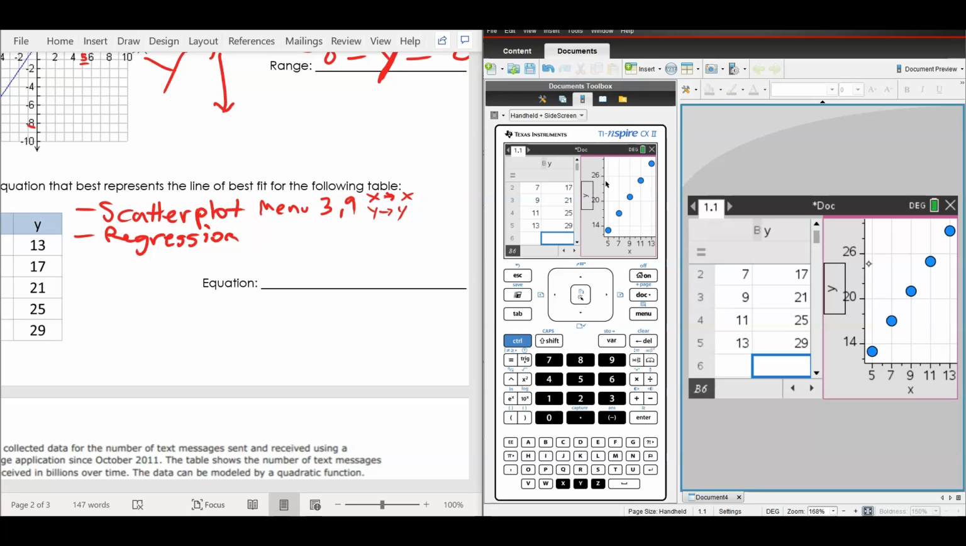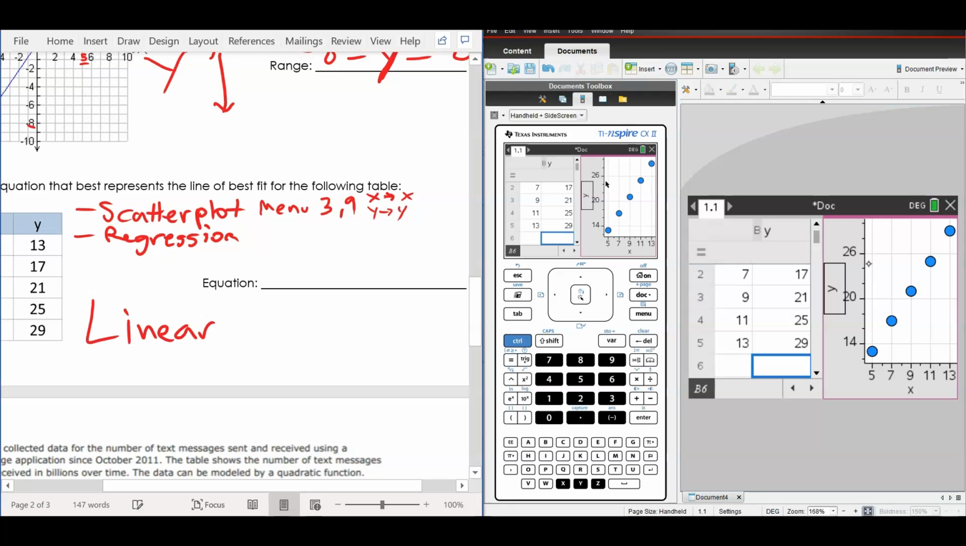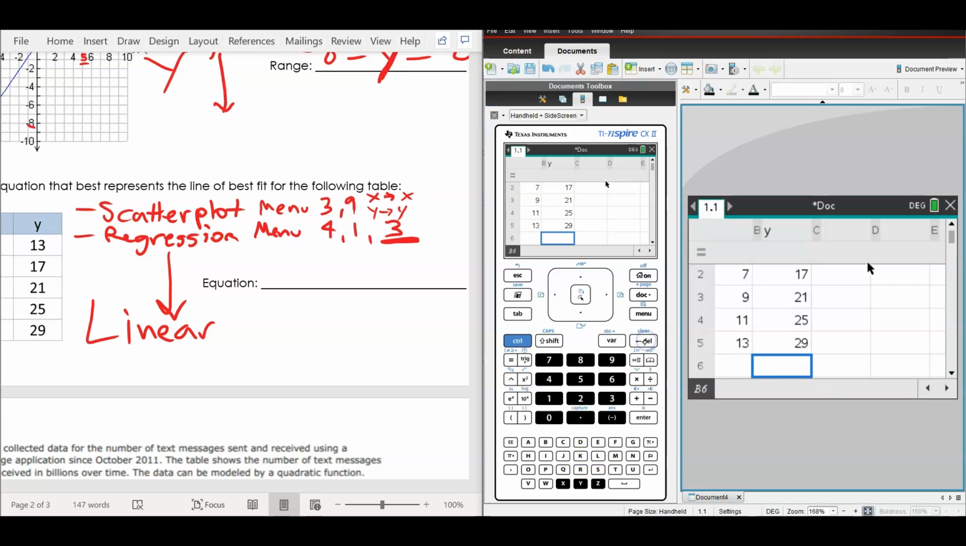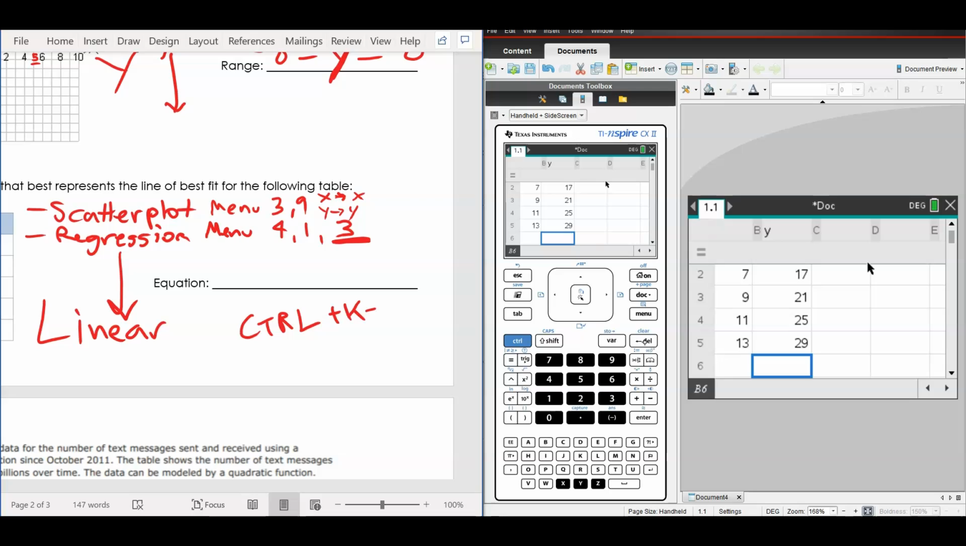Okay, it looks linear. So if it's linear, then it's going to be menu 4.1.3, 413 for linear. Okay, so to get rid of this side screen, I hit Control K, delete. Control K, delete to remove the scatterplot.